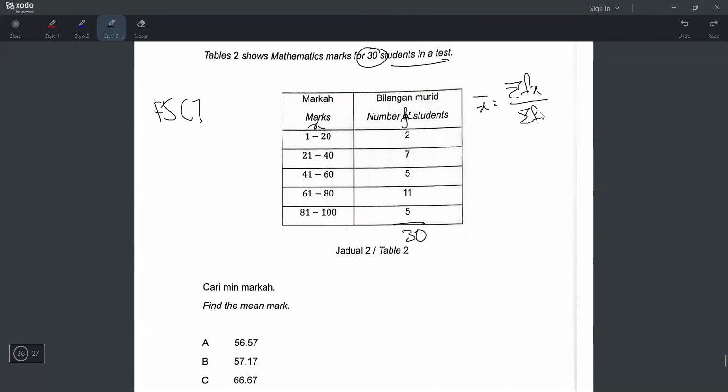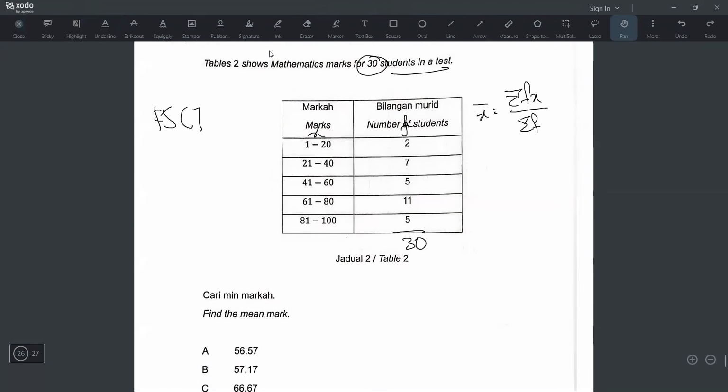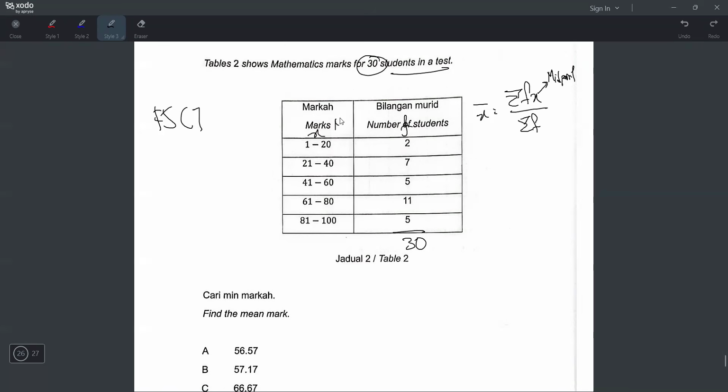Just now I did one question, I forgot which one. You can scroll back, but in this same video I did the ungrouped data, and for ungrouped data you don't have to multiply with frequency. For this one, you have to find the midpoint. If it's group data, you have to find the midpoint for the x, because your x is 1 to 20, so you need one number to represent the class, and we will use the midpoint.